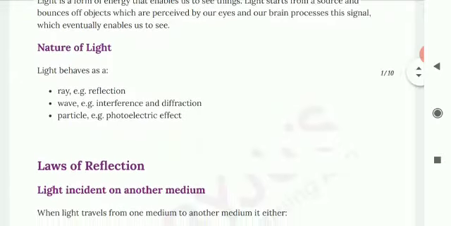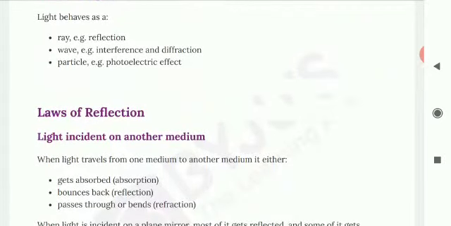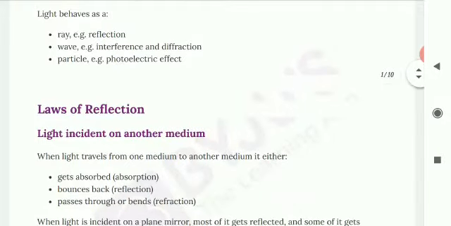Now, nature of light. Light behaves as a ray. That means we can see the example of reflection. Then light behaves like a wave. We can see the examples of interference and diffraction. We will be learning these. And light behaves as a particle, for example, the photoelectric effect.